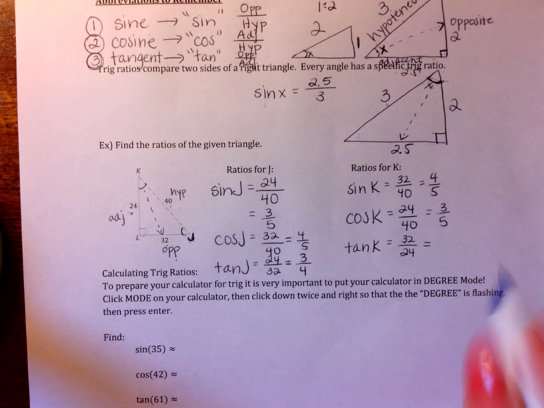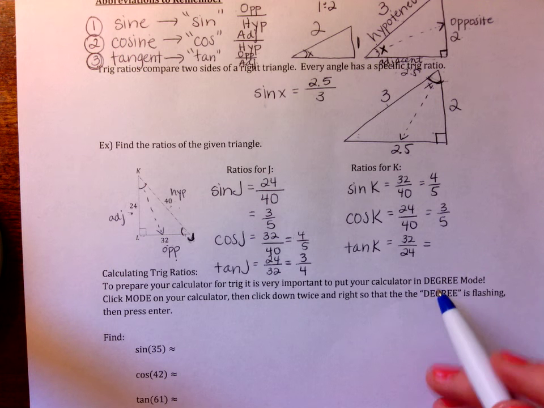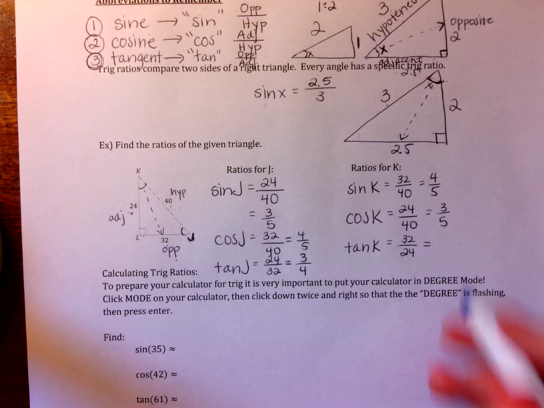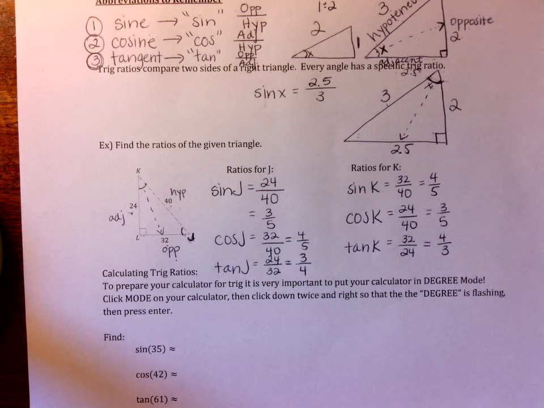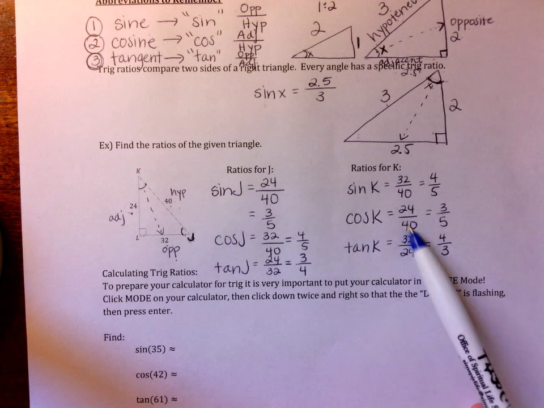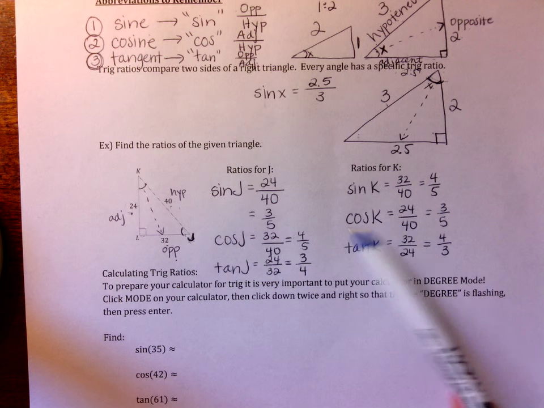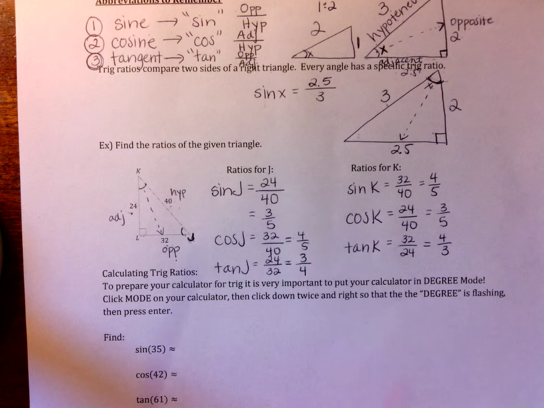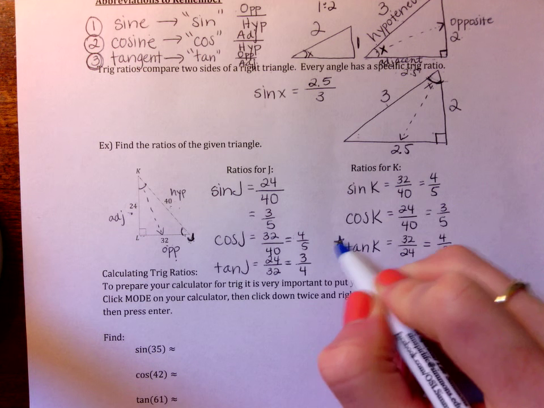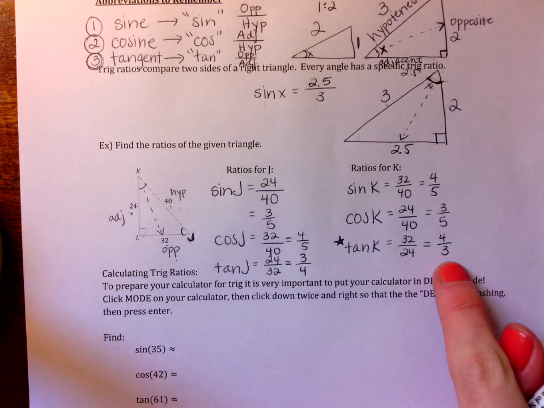That turns out to be 4/3. Okay, so if you look, most of them are the same for these, but just switch. So 3/5 was cosine for k, but it was sine for j. So they switch around. Tangent is kind of special. It is the only one that can be over 1 in value.